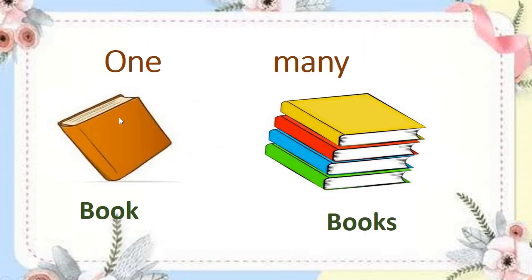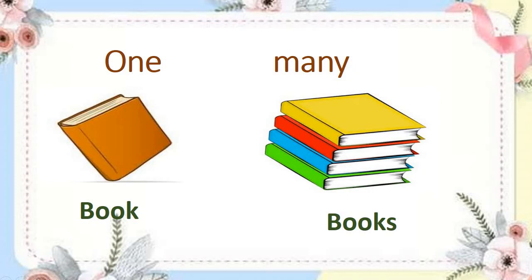Now see. Book. There is only one book. So it is B-O-O-K. Book. And here see many. How many? This 1, 2, 3, 4 different color books. So that is books. B-O-O-K-S. Books. There are many books.